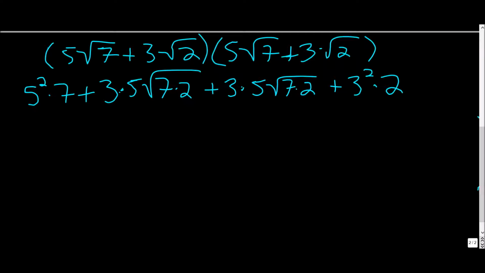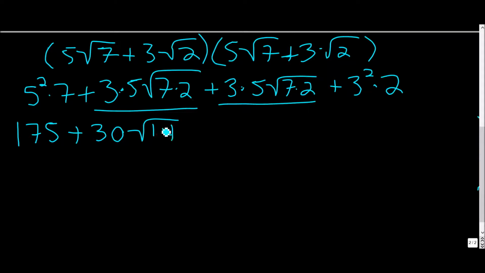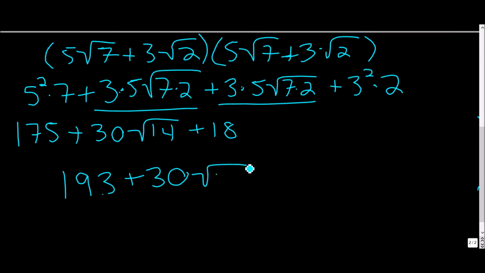So we can simplify this a little bit further. So we get 5 squared times 7. So 25 times 7 makes 175. We get 15 square root of 14 plus 15 square root of 14 is going to make 30 square root of 14. And then our last term, 3 squared times 2 is 9 times 2, or 18. And so if we simplify this finally down, 175 and 18 makes 193. And then we have our 30 square root of 14. And this is our final answer.